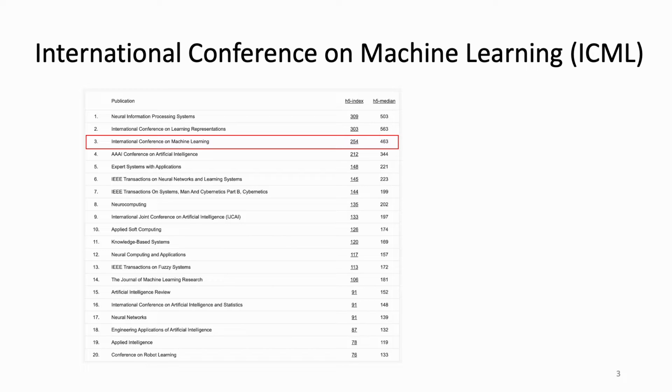The conference where this paper was published, known as ICML or the International Conference on Machine Learning, is one of the most prestigious conferences in the field of machine learning.